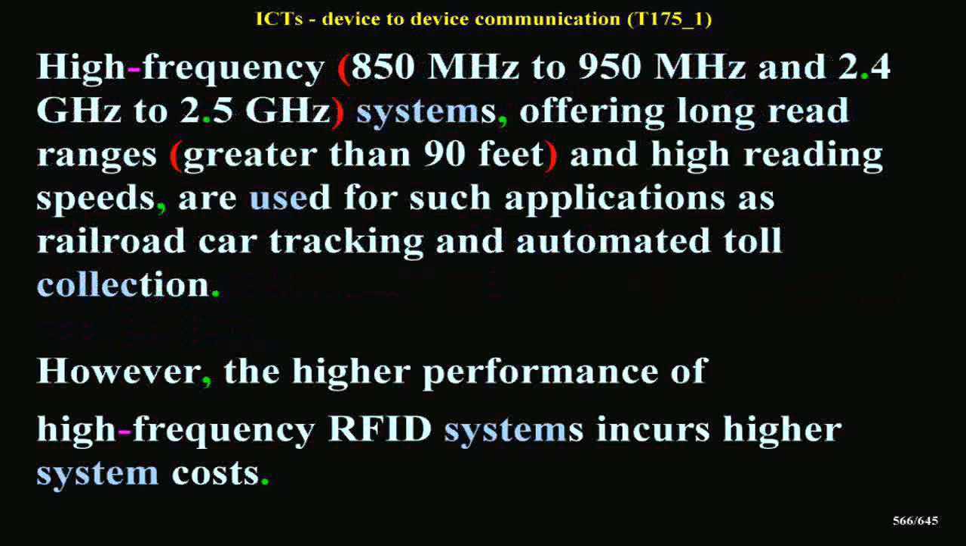High-frequency, 850 MHz to 950 MHz and 2.4 GHz to 2.5 GHz, systems, offering long read ranges greater than 90 feet and high reading speeds, are used for such applications as railroad car tracking and automated toll collection. However, the higher performance of high-frequency RFID systems incurs higher system costs.